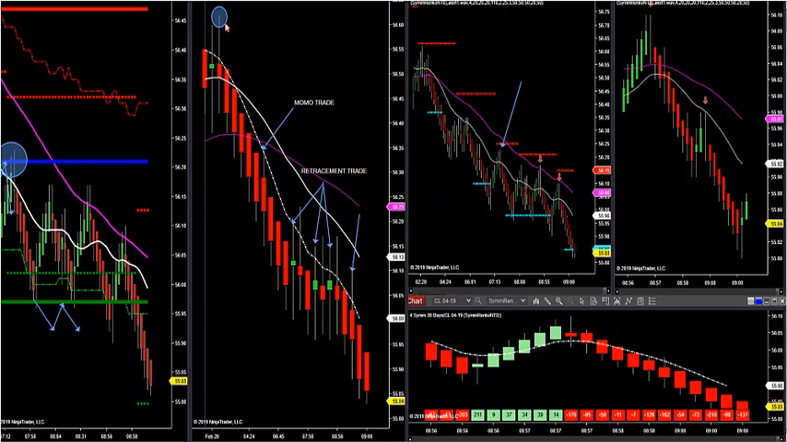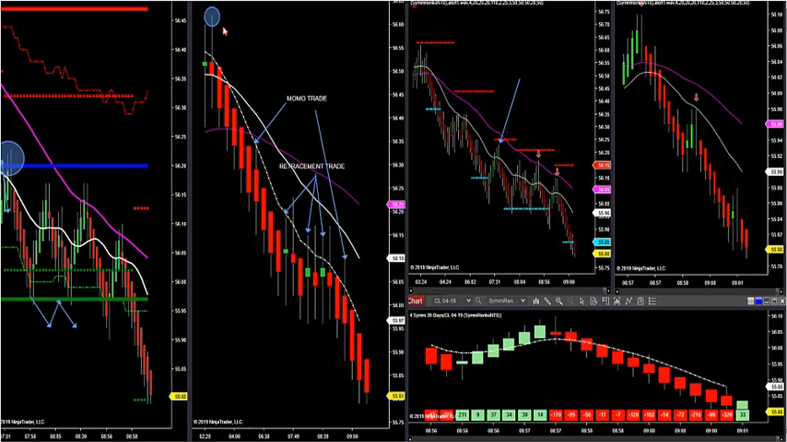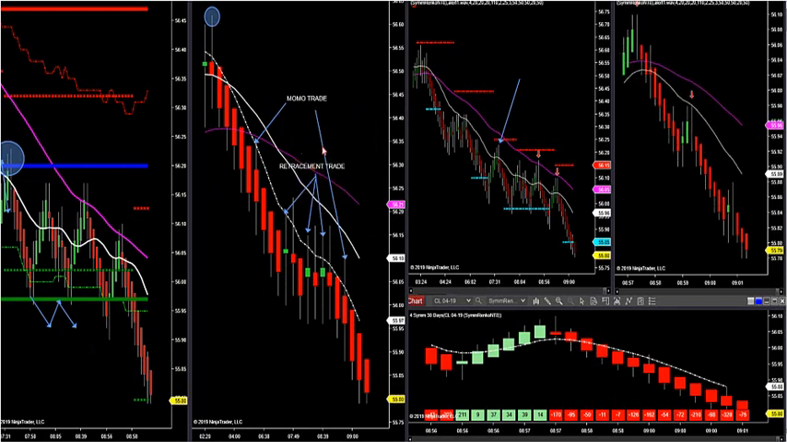Actually, I'm sorry, 4 retracement trades. One's a retracement trade up here too. And 2 momentum trades. Retracement trade there. This is actually a momentum trade. This is actually a retracement trade also. I'll put those lines so you can see them better.